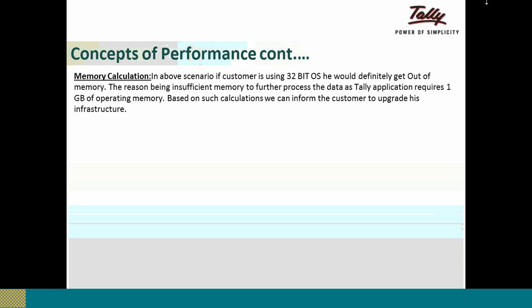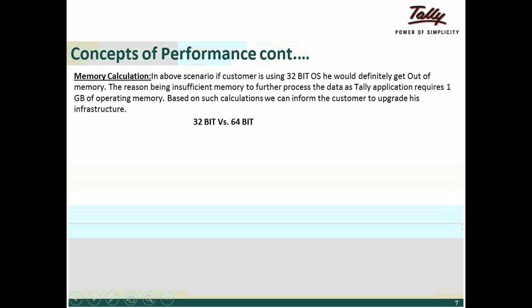Since Tally requires operation and memory of 1 GB, in the case of a 32-bit application it is definite that the customer will get an out of memory error. So in such cases, we can inform the customer to upgrade his infrastructure to 64-bit and use the native Tally 64-bit application. Now we will come to the differences between 32-bit and 64-bit.